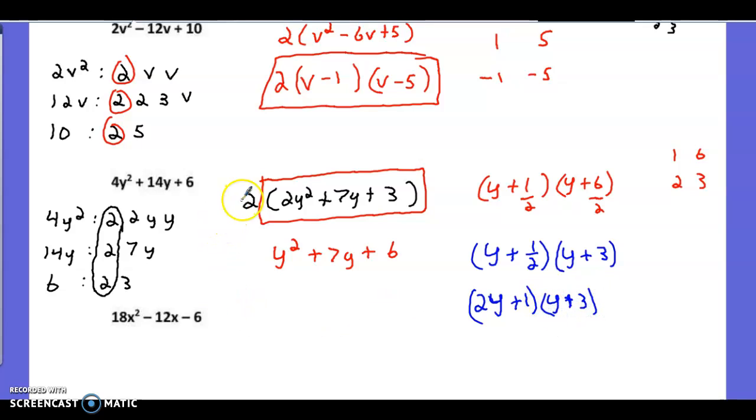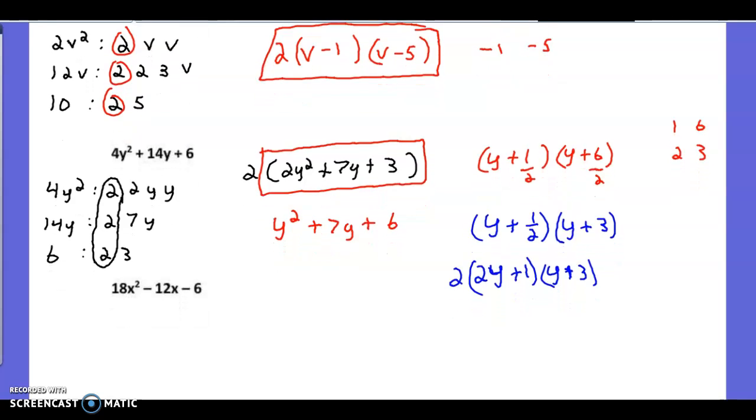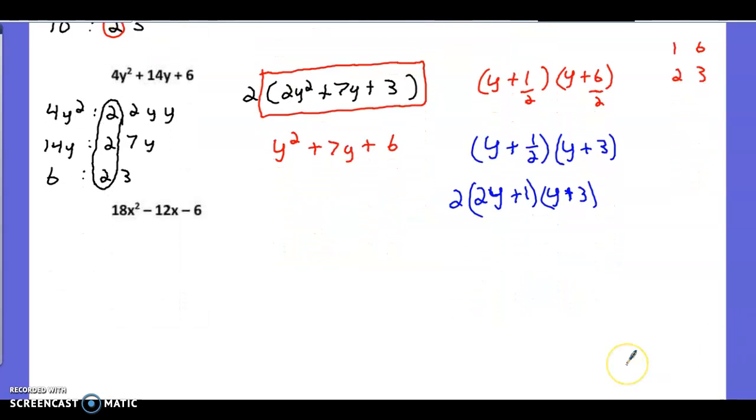And then maybe back here when we took out the greatest common factor, we're going to put that out front. So our factored version of 4y squared plus 14y plus 6 is 2, and then 2y plus 1 times y plus 3. If you multiply all this back out, you're going to get your original answer. Go ahead and pause these and try this next one if you can. I'm going to go right ahead and do it.